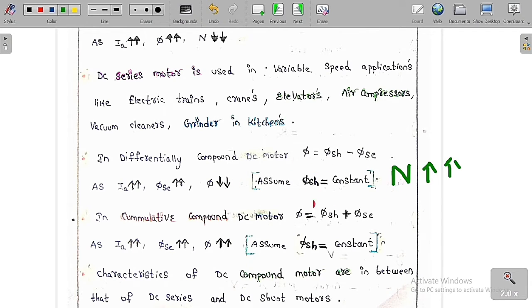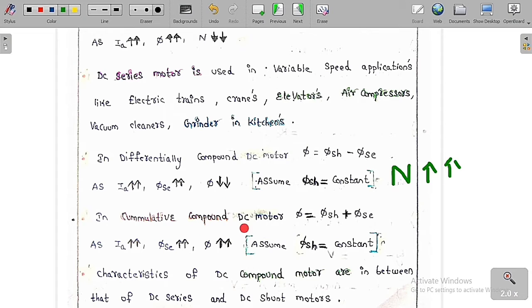So what is going to happen? As the resultant flux decreases, I have already told you N is directly proportional to AB by phi. As phi decreases, then N will increase. So we are going to get an increase in speed for the increase in load. So we are going to get the above characteristics. These characteristics I have already shown in the differential compound DC motor characteristics.